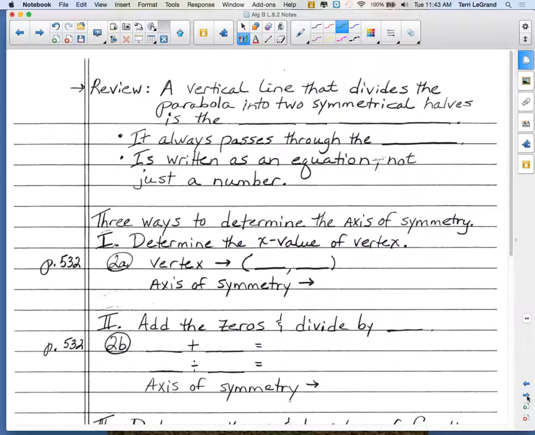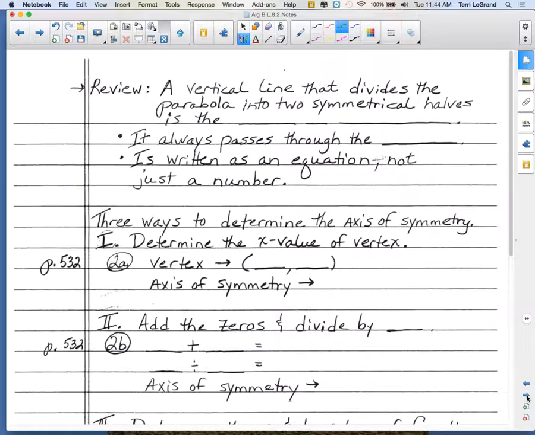I can find the axis of symmetry. Oh, we've already learned about the axis of symmetry. The axis of symmetry is the what? It's the line that you can fold it. Yeah, the imaginary line that can fold one part of the parabola on top of the other. Where do you suppose that imaginary line will always go through? The center, which is the vertex, yeah.